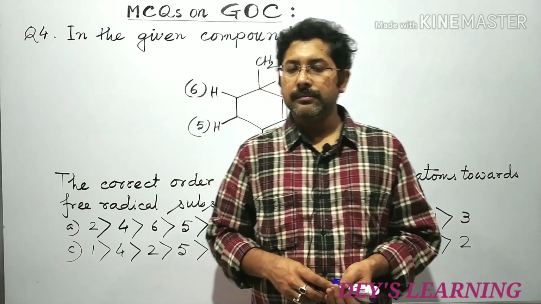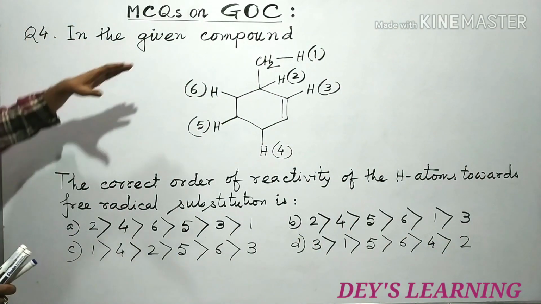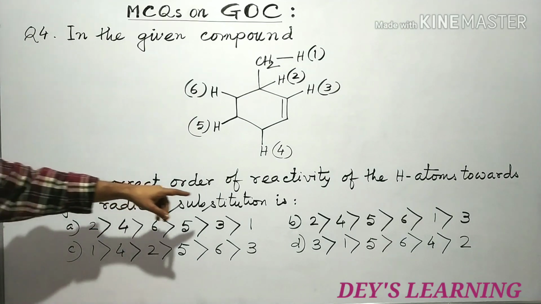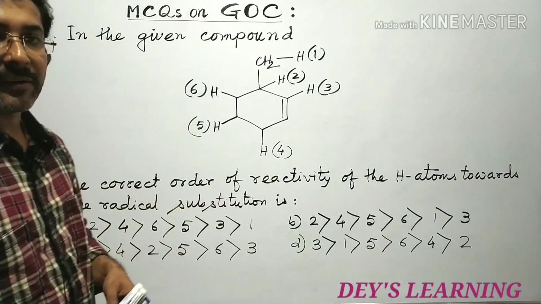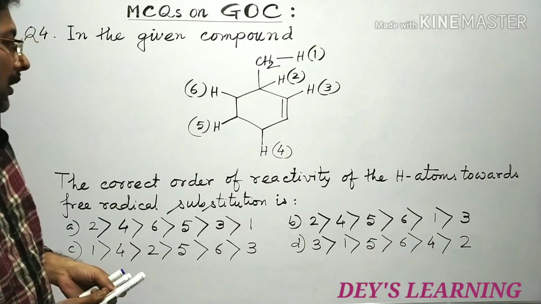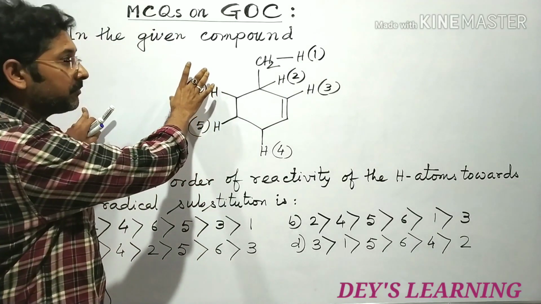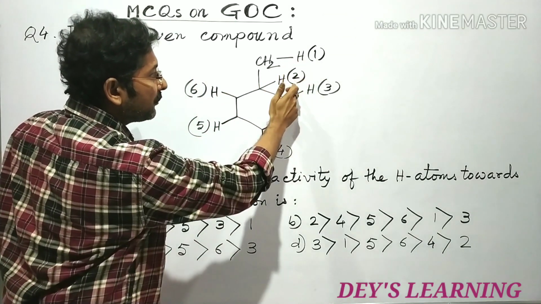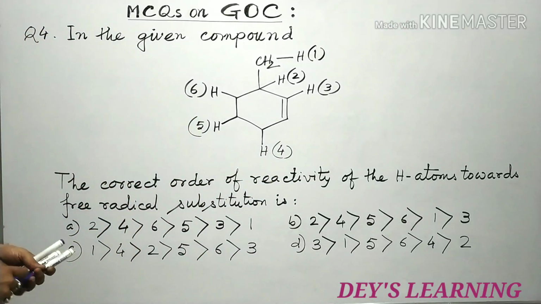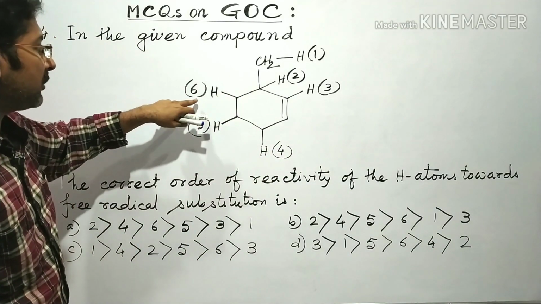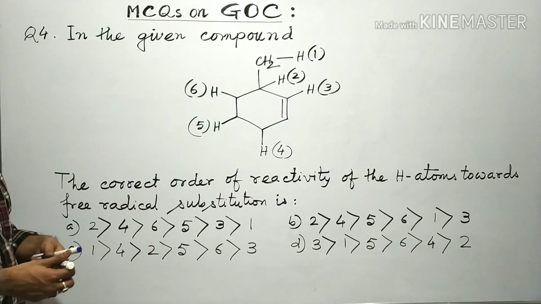next problem पे देखो. This is a very important one. In the given compound, the correct order of reactivity of the hydrogen atoms towards free radical substitution is. Look here. There are 6 types of hydrogen. This is hydrogen type 1. This is 2, 3, 4, 5, and 6. Now we have to arrange these 6 hydrogen atoms in the order of reactivity towards free radical substitution reaction.